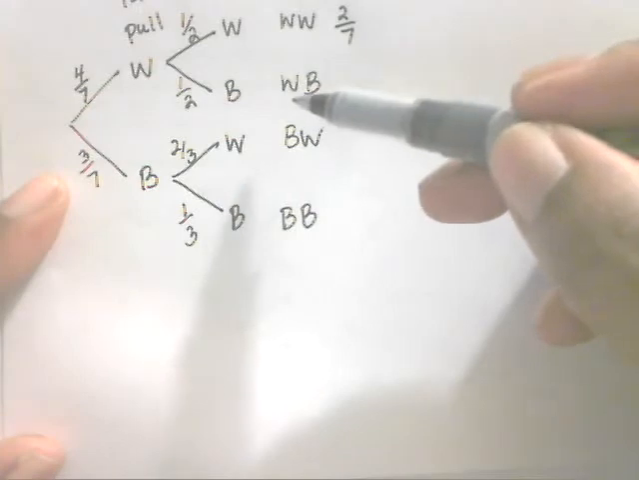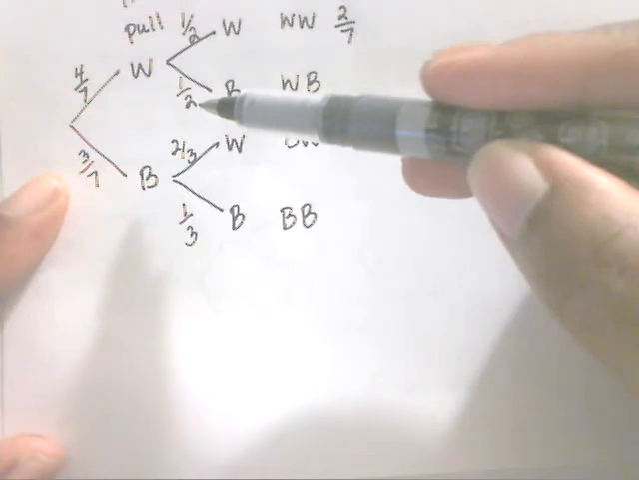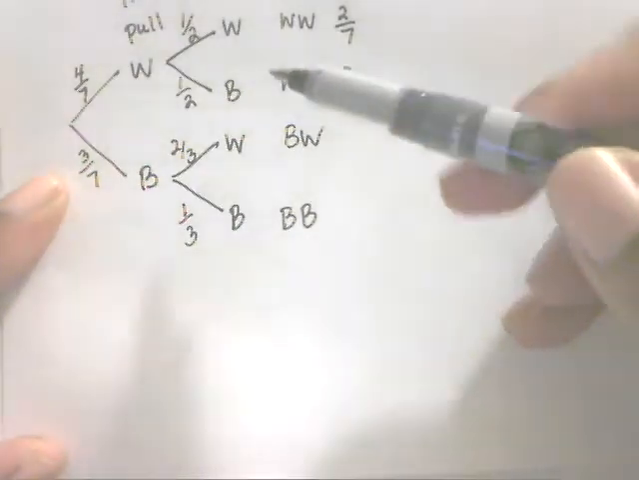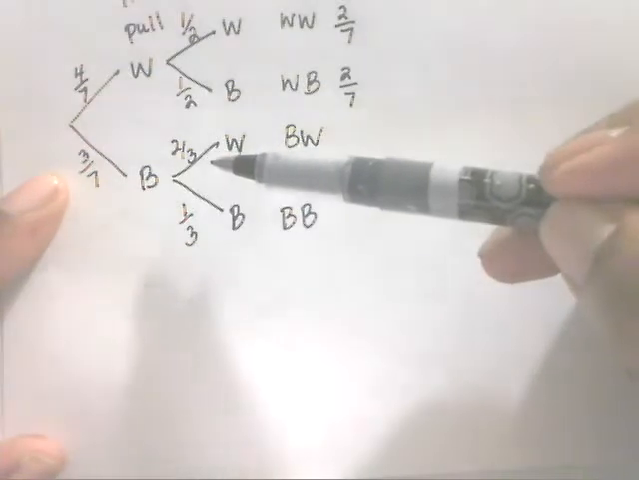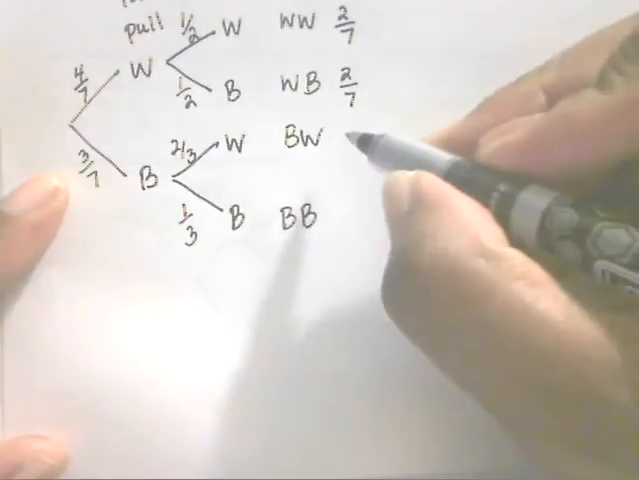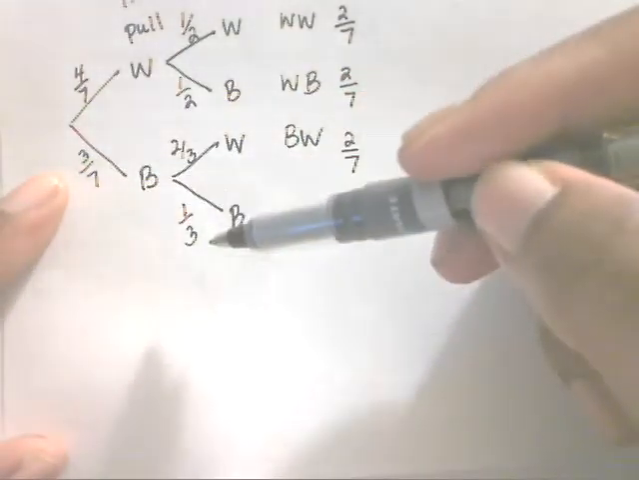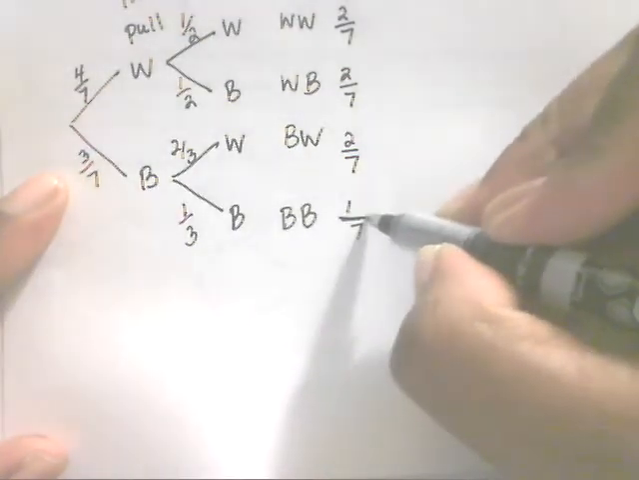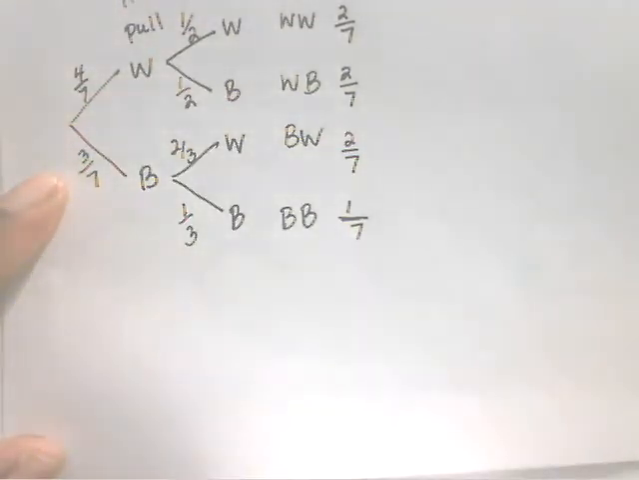And then the probability of pulling a white and a black would be 4/7 times 1/2, which would be 4/14. That's going to be reduced to 2/7. And then pulling a black and a white, that's 3/7 times 2/3, which would be 2/7. And then finally pulling two black balls, 3/7 times 1/3, that will be 1/7, because it'll end up being 3/21, but we can reduce 3/21 to 1/7. Okay, so those fractions are in simplest form.